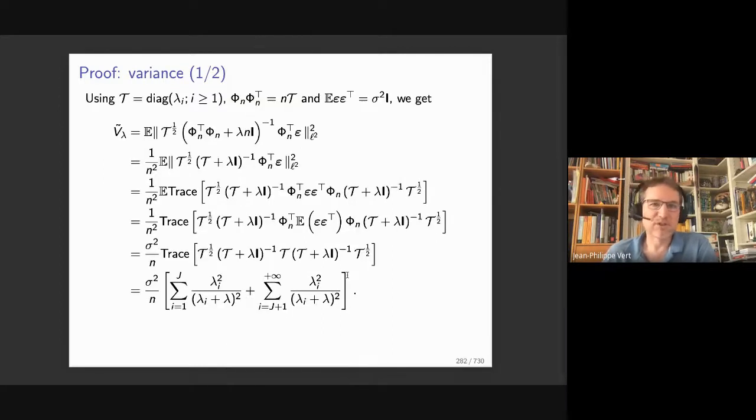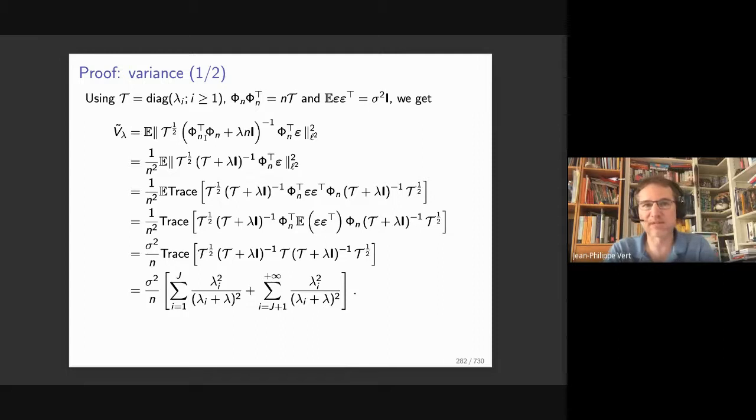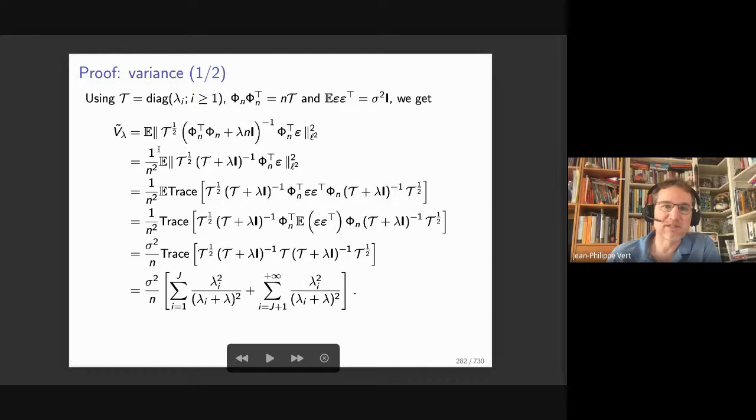For the variance, we basically do the same. Here, there is still some expectation because remember that what was random was phi n, so it's not random anymore. Now we fix phi n transpose phi n to be equal to n t. But there is still the epsilon. Epsilon is the noise in the future data. So we have some expectation just with respect to epsilon, and I will not redo all the computation. But we basically again work out this expectation of the square.